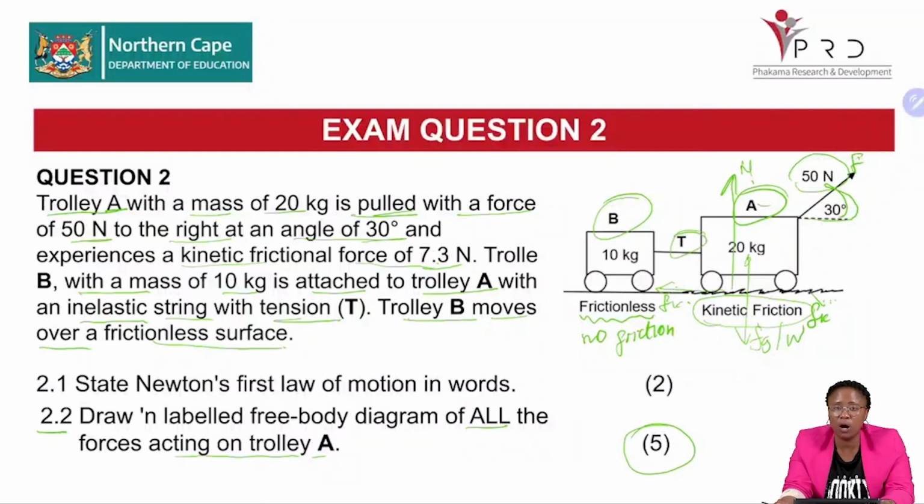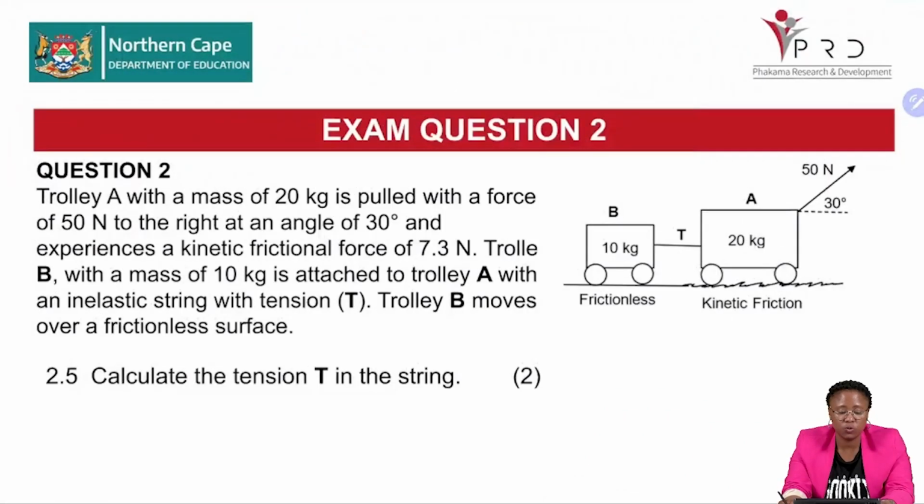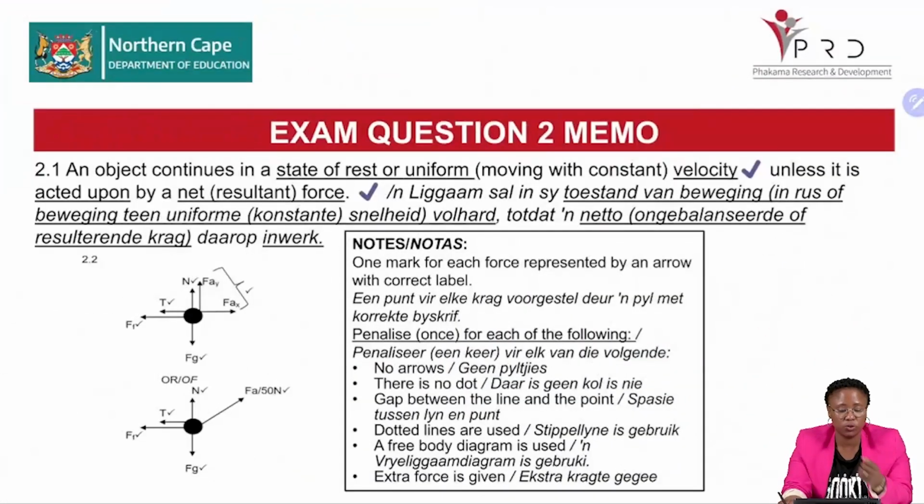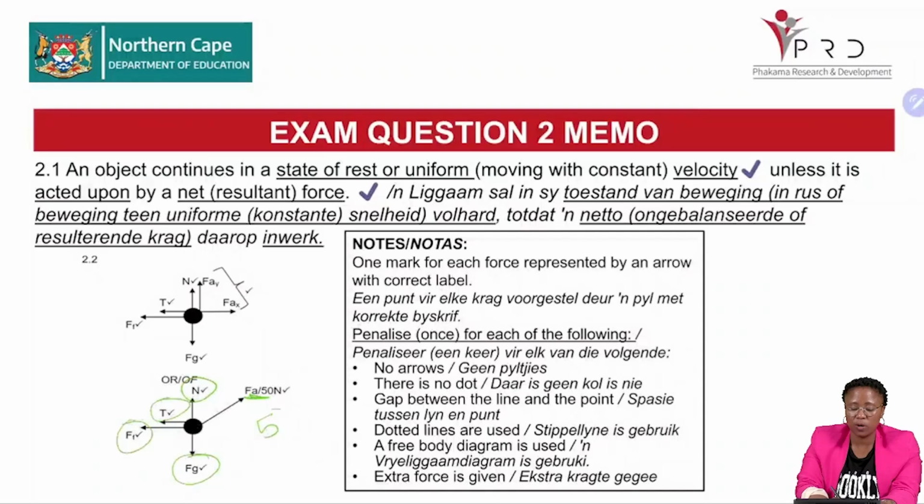So let me show you how I've done it from my answers. Okay, so let's quickly go to it now. I'm going to show you how I've drawn the free body diagram. I have indicated the dot. I have the force of the 50 newtons acting at an angle. I have the normal force. I have Fg. I have tension. I have the friction force. That is why this was what?